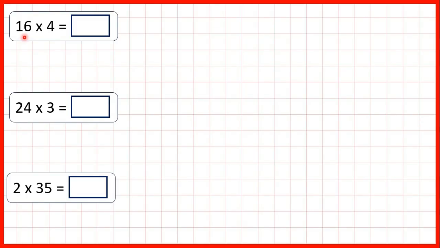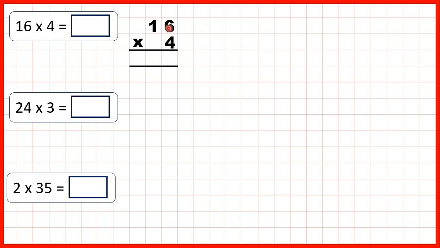Now, let's multiply using short multiplication. First, we have 16 times 4. So we can set the question out like this, with our two-digit number on top. But unlike with expanded multiplication, here we only need one answer line.